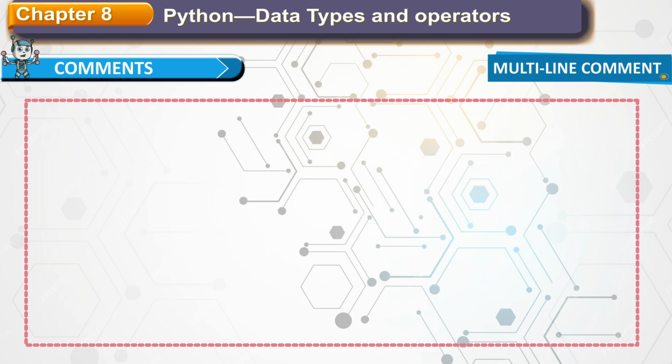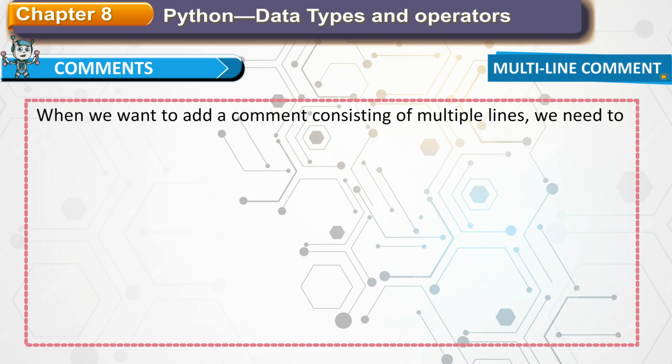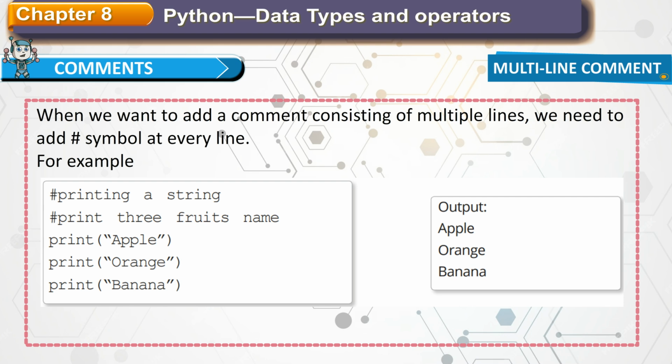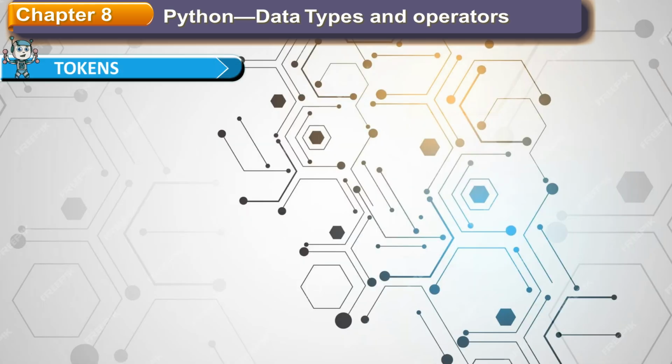Multi-line comment. When we want to add a comment consisting of multiple lines, we need to add the # symbol at every line. For example, printing a string. Print 3 fruit names. Print apple. Print orange. Print banana. Output: apple, orange, banana.